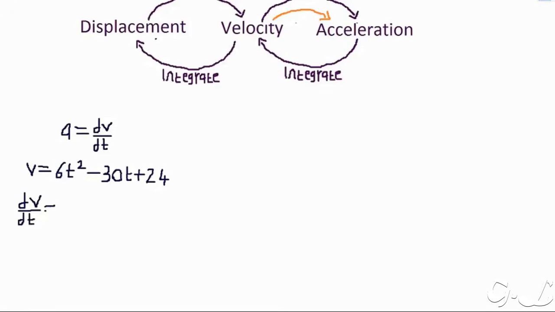So therefore, dv/dt, when differentiating we have to multiply the power by the coefficient. So in that case it will be 2 multiplied by 6t squared, and then again we have to subtract 1 from that power. So it will be like that. I will do the same on both. So dv/dt is equal to 12t minus 30.